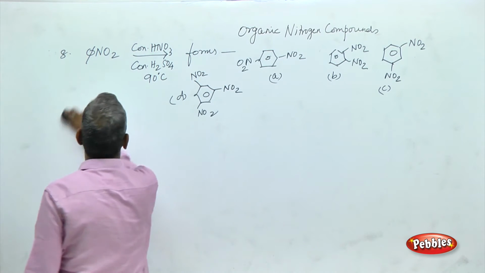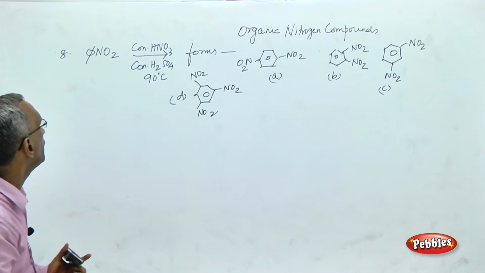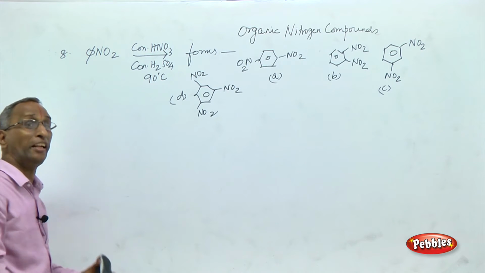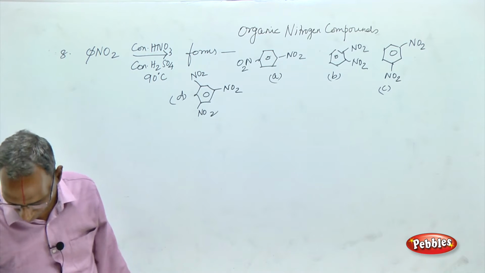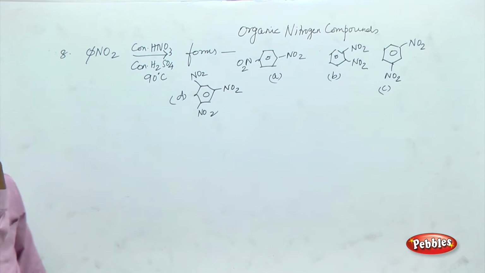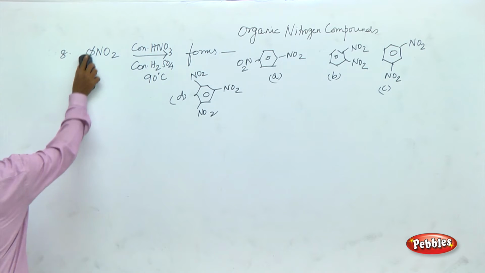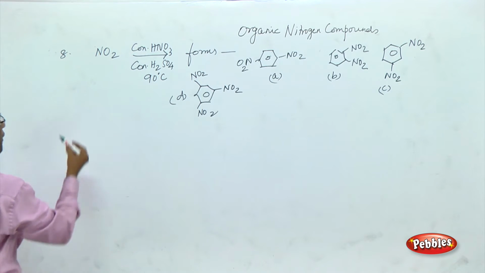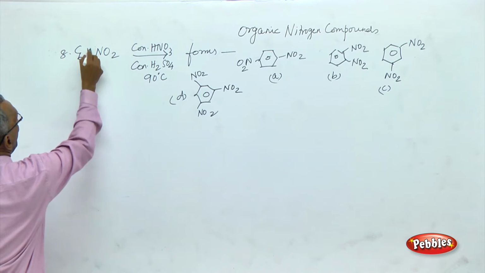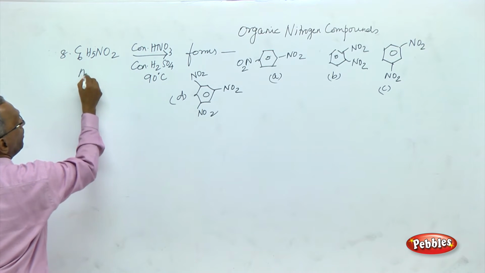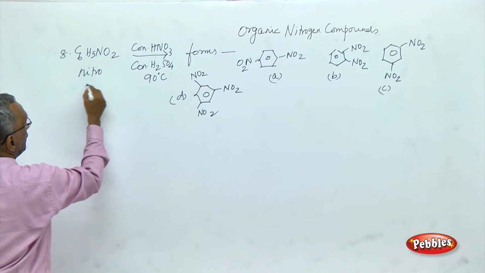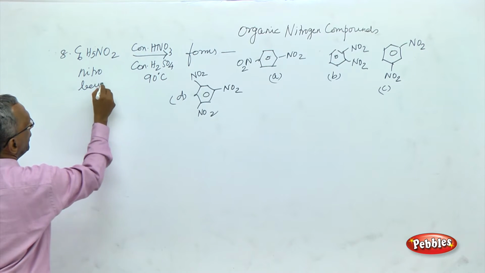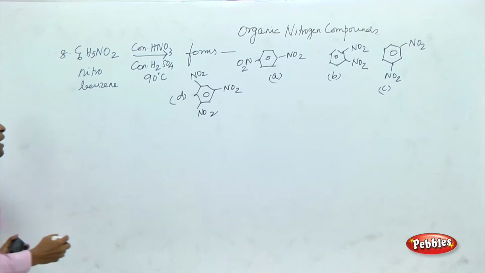Now, the 8th question. It is based on the nitration of nitrobenzene. The question reads in this fashion. The reaction is given. C6H5NO2 is nothing but nitrobenzene. C6H6 is benzene, where one hydrogen atom is replaced by a nitro group.